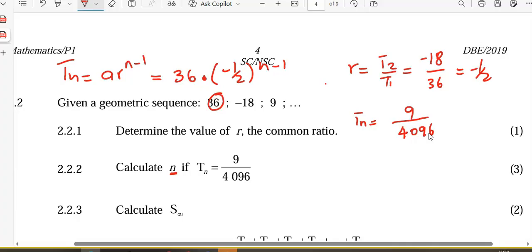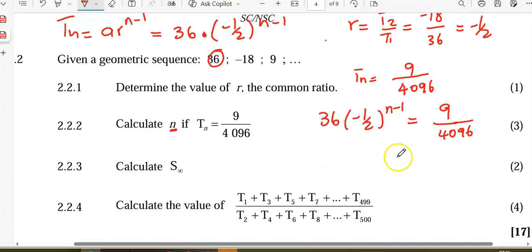So, where there's Tn on this formula, we need to put 36 inside the bracket, minus 1 over 2 to the power n minus 1. Equate this to 9 over 4096. So what we are going to do now, we're going to apply algebra and solve for this question. First thing first, we can divide both sides by 36 to get rid of 36 because we are trying to isolate whatever has n.